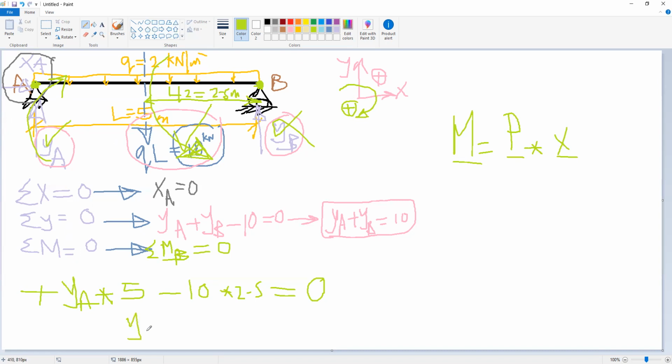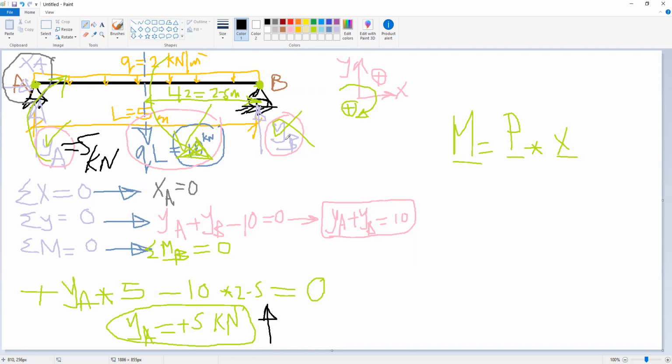This means that YA will equal to 5. Positive 5. What does positive 5 mean? If it is positive, it means that the force is acting upward or downward? Upward, because our assumption is that Y is positive upward. So we can now know that YA is 5 kilonewtons.